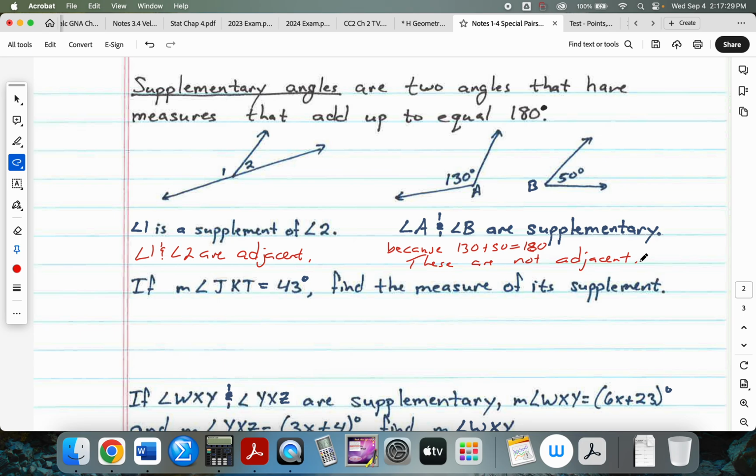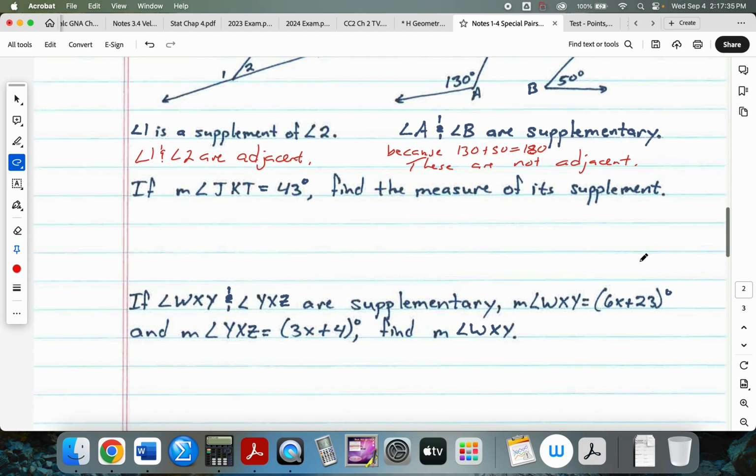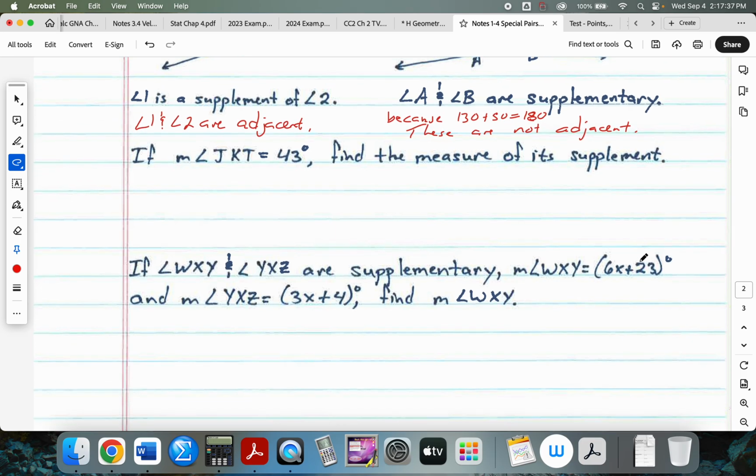Just like with complementary, you need to know that the two angles add together to be 180. So for this problem, it says the measure of angle JKT is 43. Find the measure of its supplement. Well, that means I'm going to be adding two things and setting them equal to 180. So one of the angles is 43. I want to find the measure of its supplement.